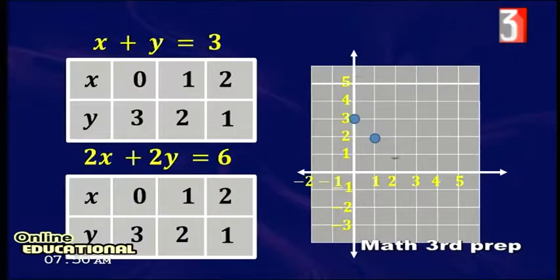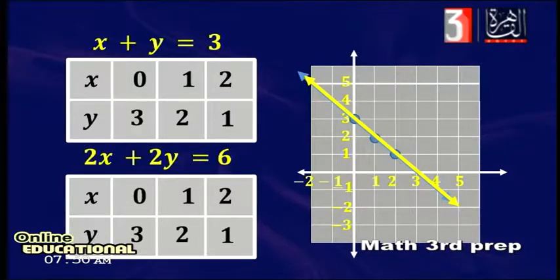Then the other straight line is 0 and 3, 1 and 2, 2 and 1. You are going to notice that the second straight line is coinciding with the first one. What's the meaning of coinciding? It means that they will appear as one straight line. They are on each other, over each other. So they appear as one straight line. In this case, we can say that these two straight lines are coinciding.